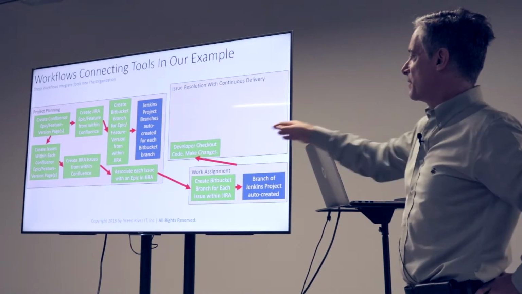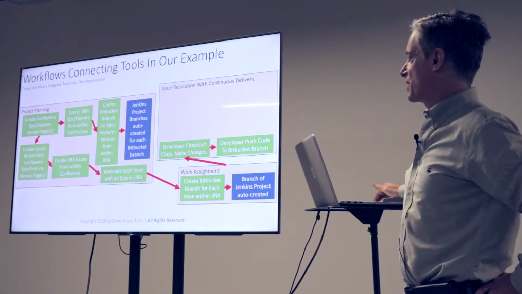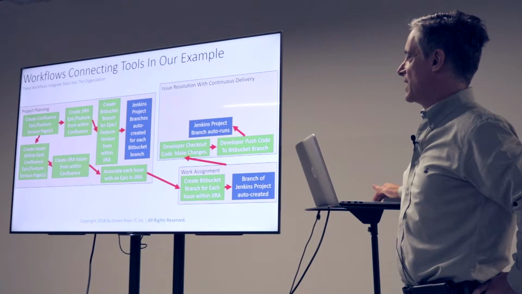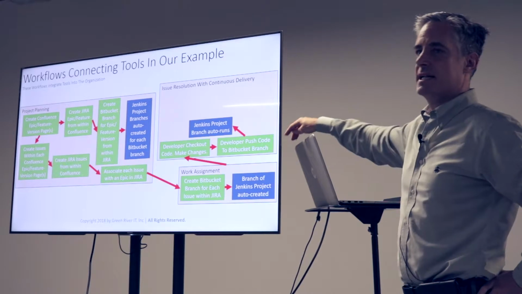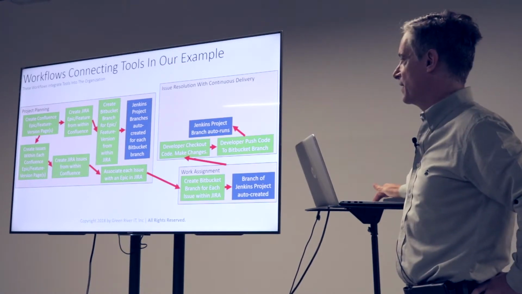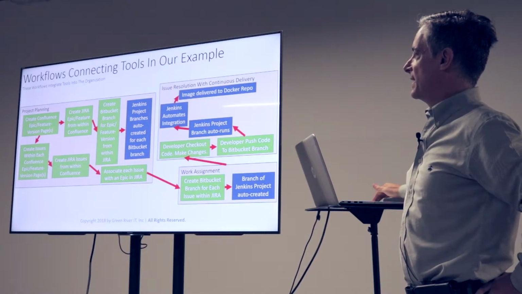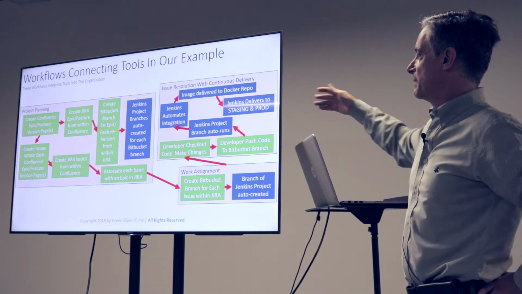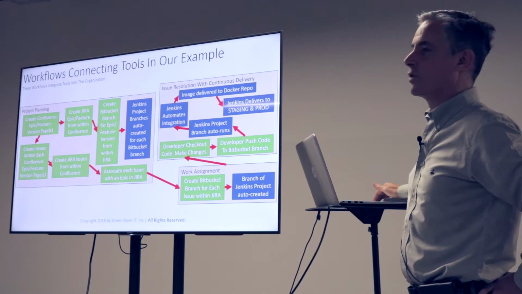Then the developer checks out the code, makes some changes. Developer pushes the code to the Bitbucket issue branch. The Jenkins project branch automatically runs once code is added to Bitbucket because that integration comes out of the box if you know how to configure it. Jenkins automates that. An image was delivered to the Docker repository, and then Jenkins is able to deliver to staging and production. And these are the workflows that we used.